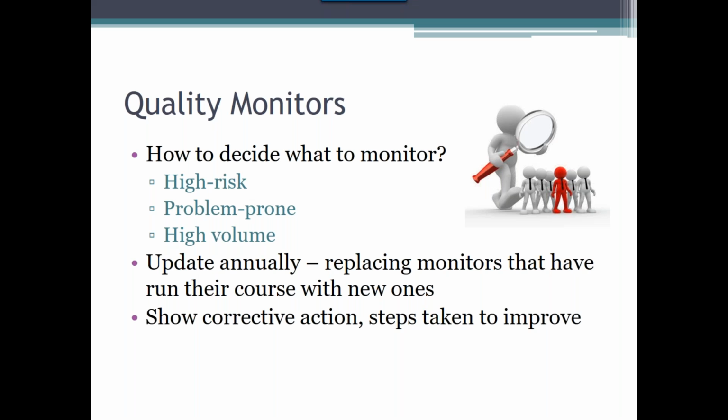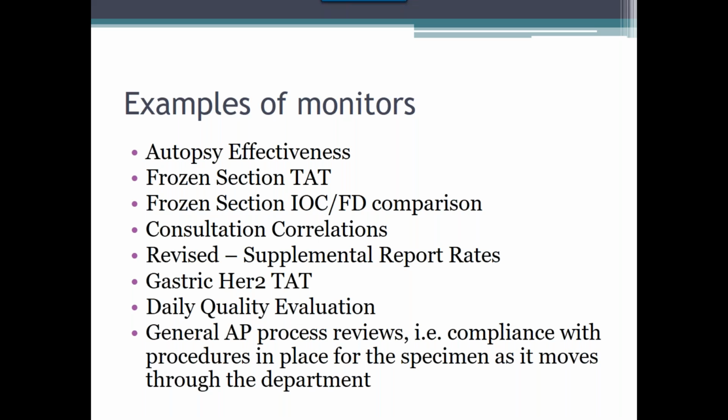It is imperative that as data is generated for various quality monitors, that you show documentation of corrective action. The goal of a quality monitoring program is to glean information so that steps can be taken to improve processes. Documentation of these steps is just as important, probably more so, than collecting the data itself. On this slide, I've listed a few examples of histology monitors that I have seen. There are many areas in the histology department that can be assessed. These are just a few items that are often chosen to be monitored.